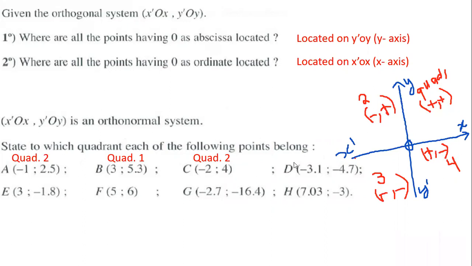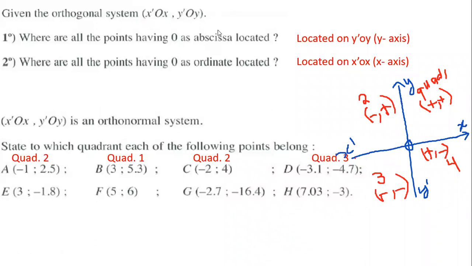If you now look at point D, how is the abscissa, positive or negative? Negative. How is the ordinate? Negative. So in which quadrant do you have negative, negative? 3. Bravo. So point D belongs to quadrant 3. Thank you. Let me now move on.